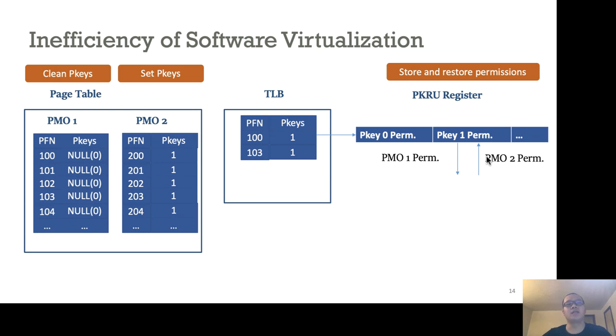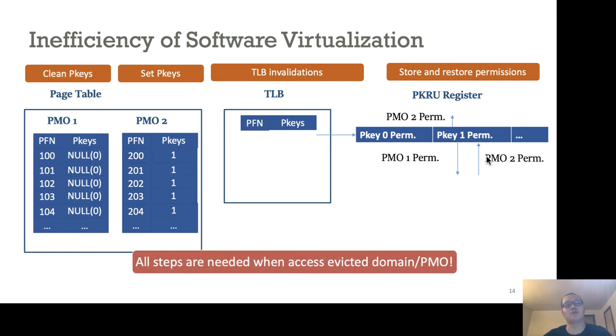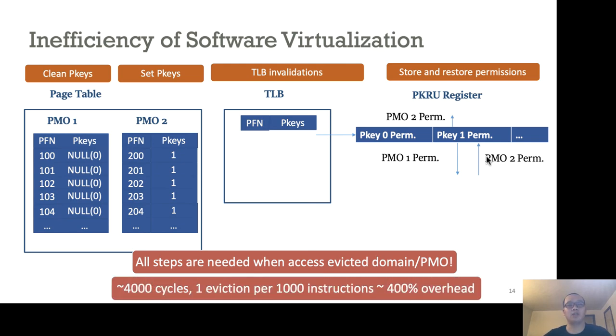And after that, the TLB may still contain out-of-date information. For example, here, page 100 will still assume the PK is the current mapping, but actually it will obtain the PMO2 permission. So TLB invalidation is needed to remove this out-of-date information from the TLB. And all of these steps are needed when the program accesses the evicted domains or PMO, and it will take 4,000 cycles, and even with one eviction per 1,000 instructions, it will lead to 400 overhead.